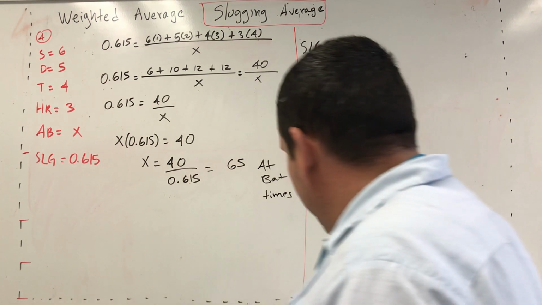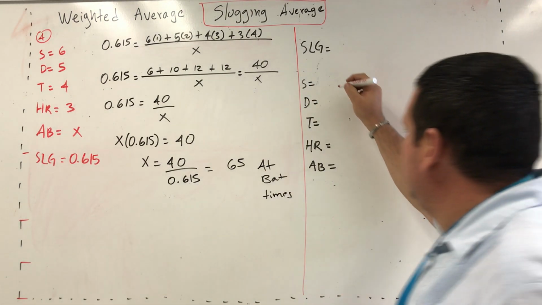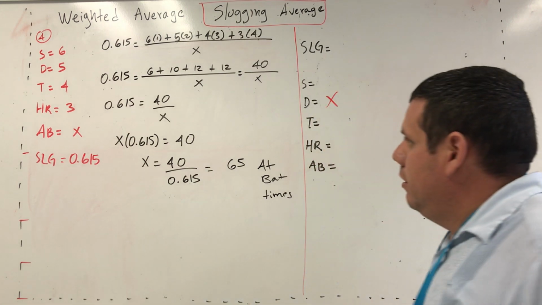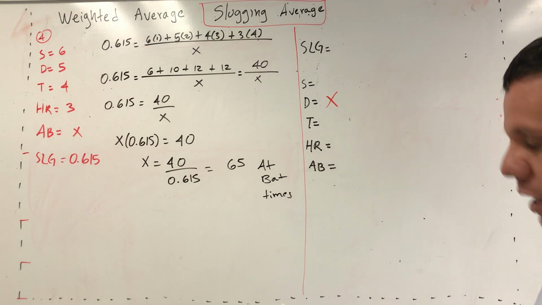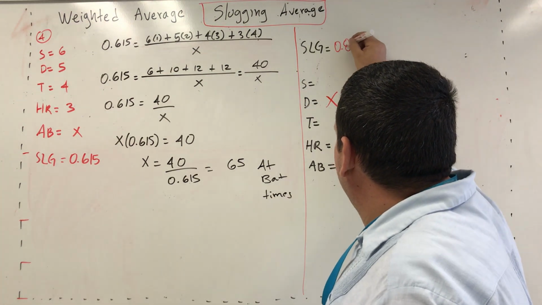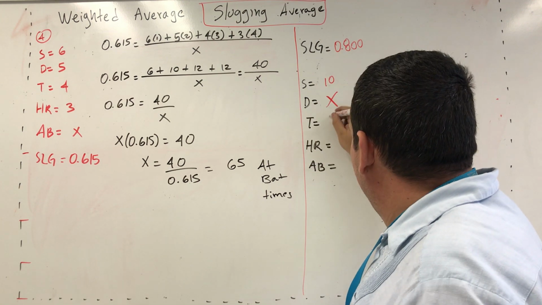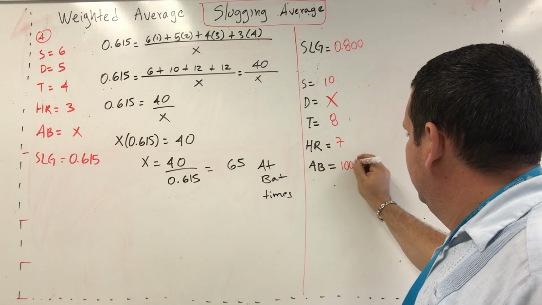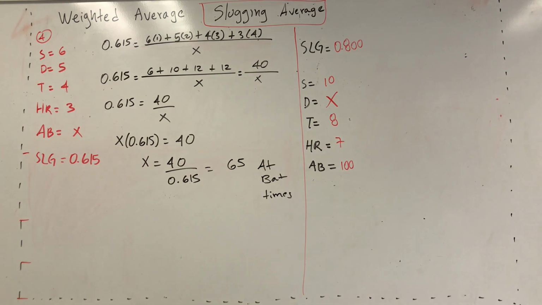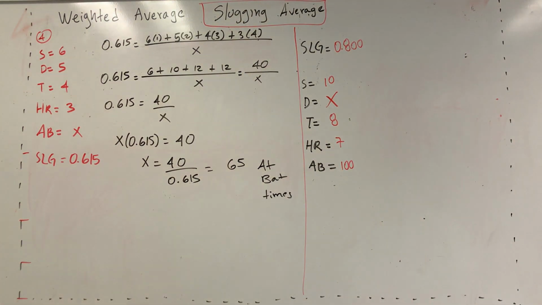For this example, the thing that we don't know is the doubles. We don't know how many doubles, so let's mark it with an X because it's an unknown quantity. But the slugging average is 0.800. Singles, we have 10. Triples, 8. And 7 home runs with 100 at bat. 100 at bat means that the player went 100 times to bat or to hit the ball.